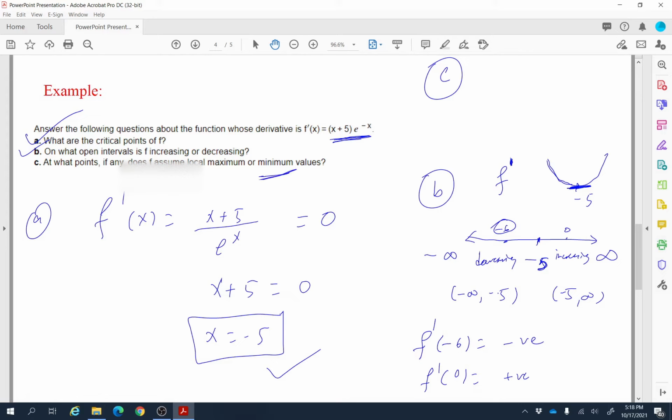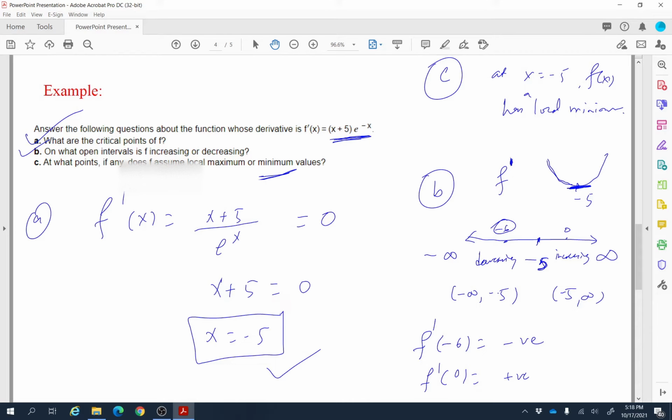Okay, so the answer for part C is, at x equal to negative 5, we don't know about the function f of x itself, but it has a local minimum value.